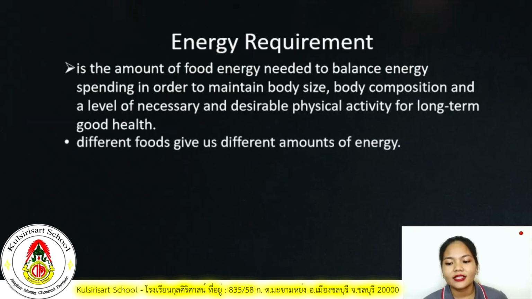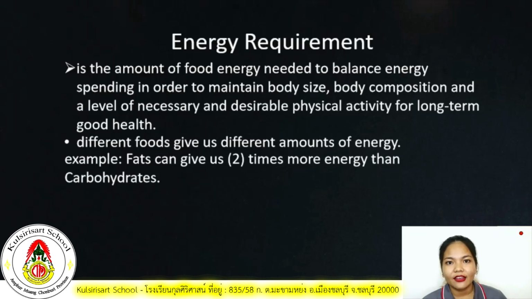Different foods give us different amounts of energy, okay? Example, fats can give us 2 times more energy than carbohydrates. So if you will remember our previous lesson about the 6 type of nutrients, I've mentioned there that carbohydrate is the body's main source of energy and fats as well. But fats could actually supply 2 times more energy than carbohydrates. So the statement here which says different foods give us different amounts of energy explains this one, okay? Carbohydrates can give you energy, but fats can give you 2 times more energy than carbohydrates, okay?